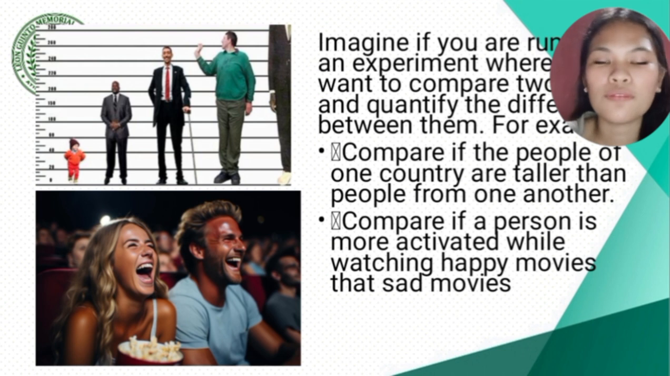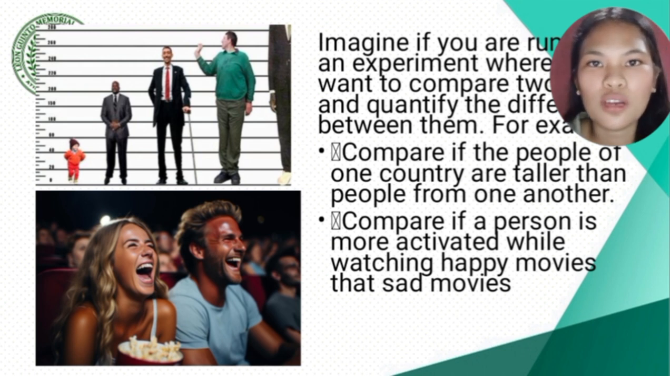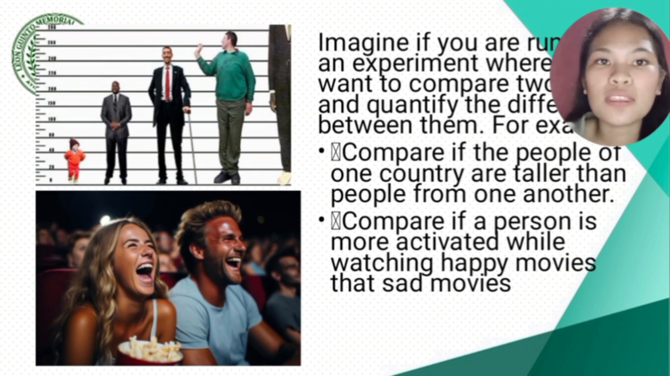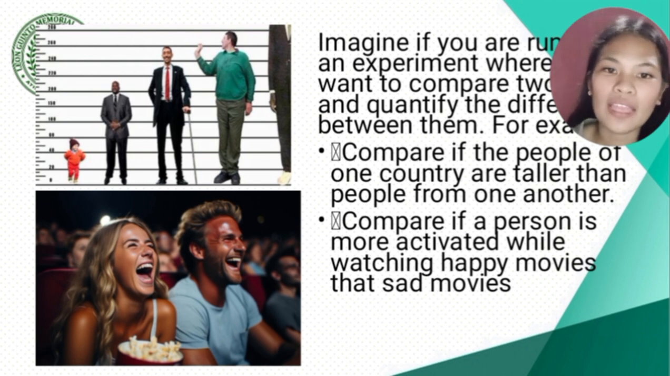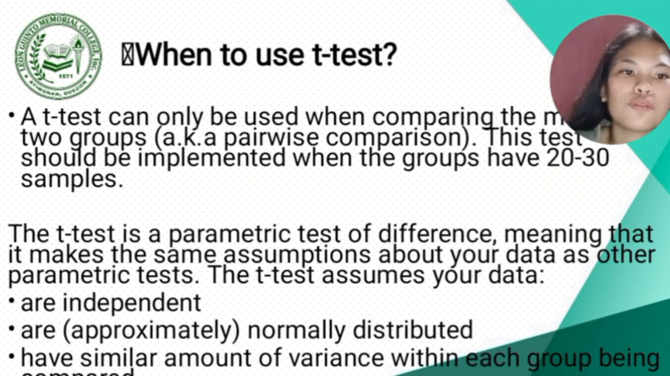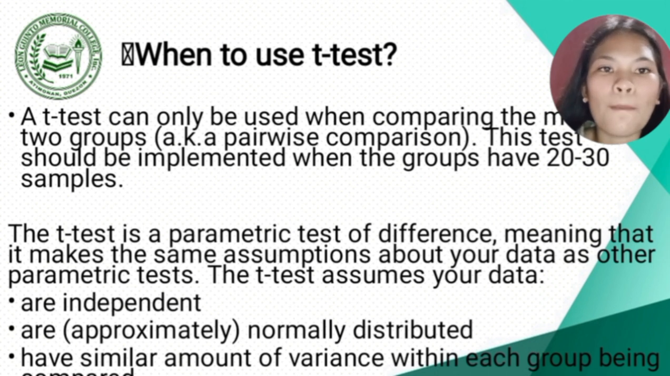It is a type of inferential statistic used to study if there is a statistical difference between two groups. Mathematically, it establishes the problem by assuming that the means of two distributions are equal. If the t-test rejects the null hypothesis, it indicates that the groups are highly probably different. When to use a t-test? A t-test can only be used when comparing the means of two groups, also known as a pairwise comparison.